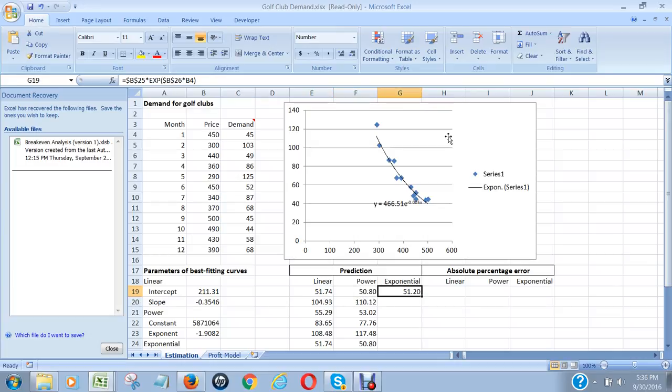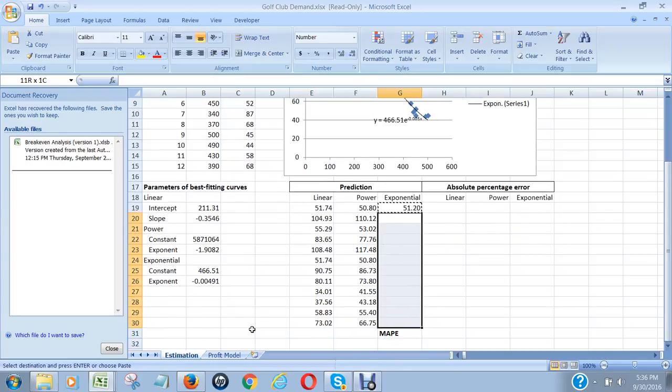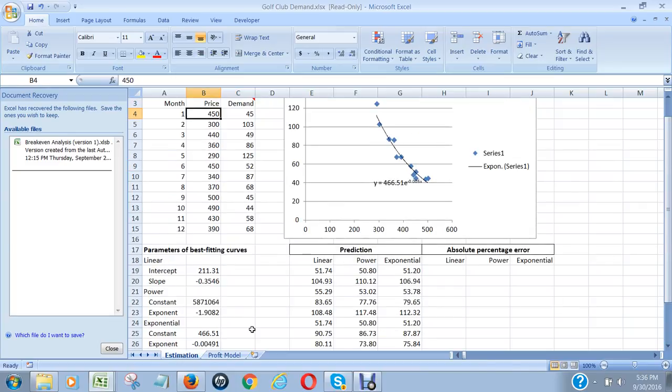We just want to know which one is the most accurate. Okay, so you see this formula I've got up here? So it's using this equation down here in order to arrive at what the predicted demand would be at these different price levels. Okay, so now I have all of these predictions for every single one of the prices that we had over here, all the way from 450 down to 390.